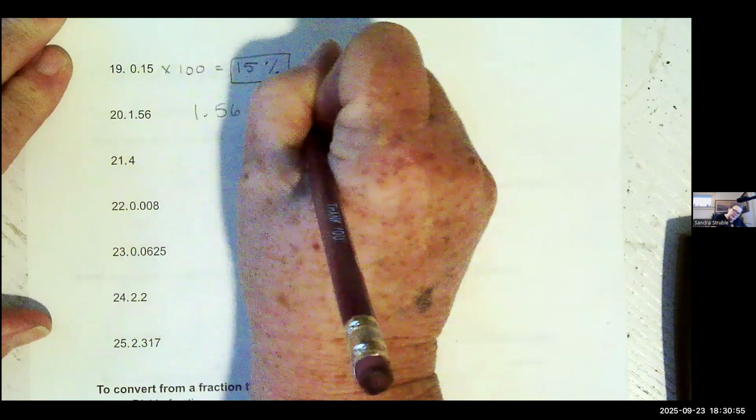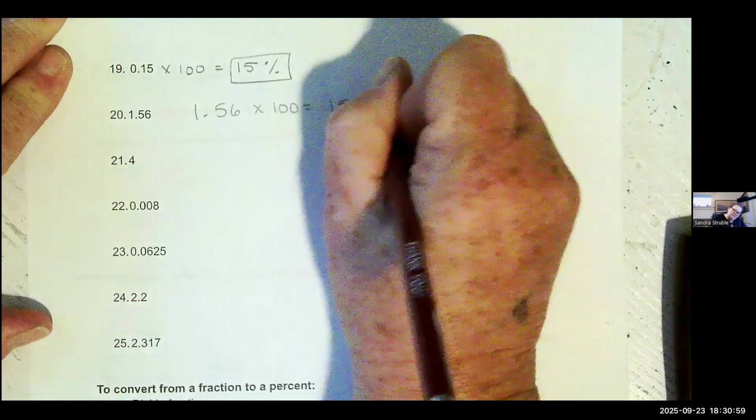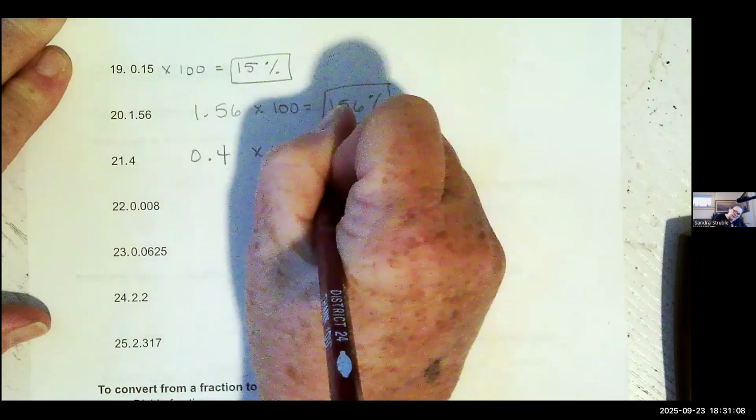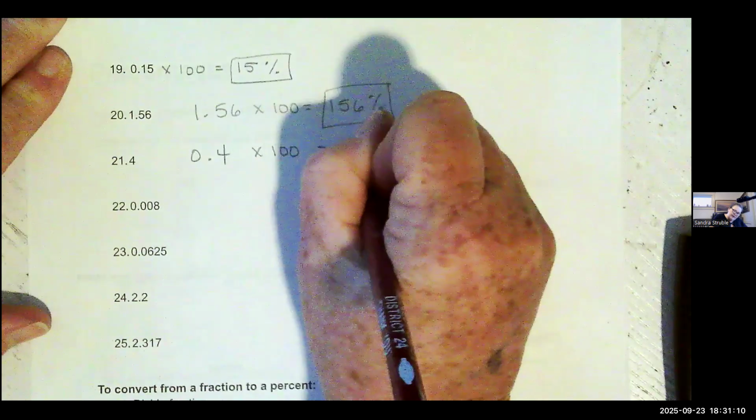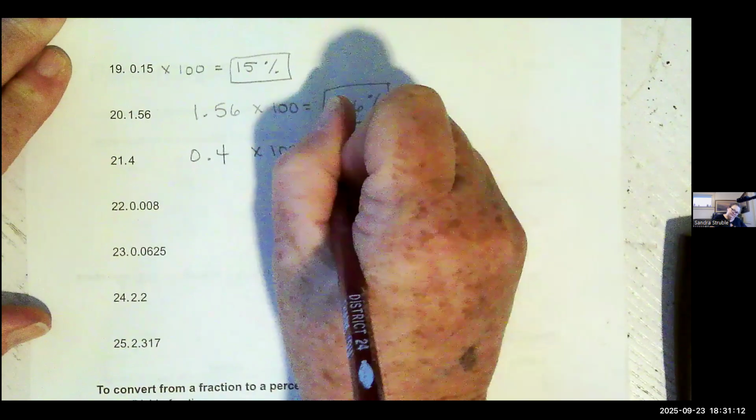This is actually 1.56 times 100 is 156, and then add the percent sign. This should have been 0.4, times 100 is 40, and add the percent sign.